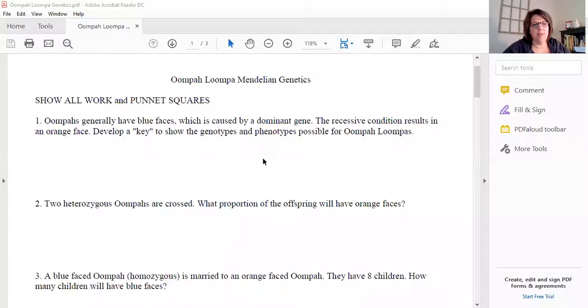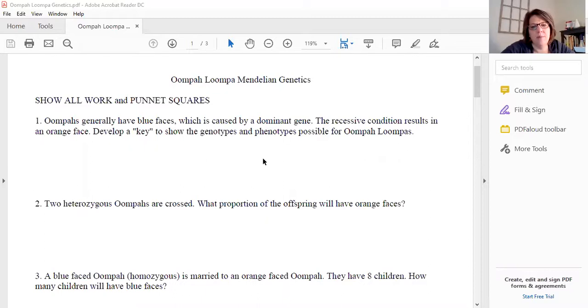I just wanted to go over the setup with you on the Oompa Loompa genetics today to give you some help on how to set these different Punnett square practice questions up. So let me go ahead and I'll screen share the questions with you and we'll look at them together and set up a key.